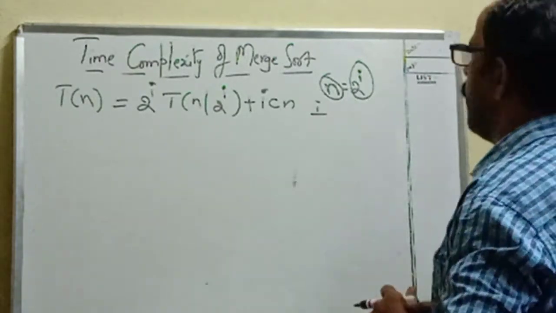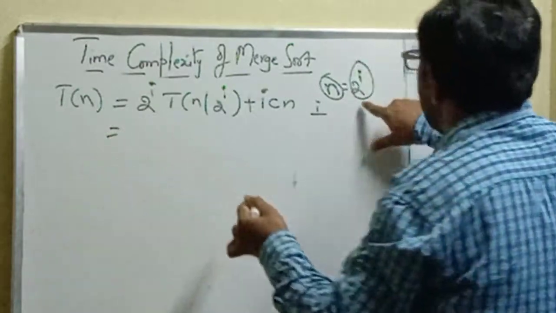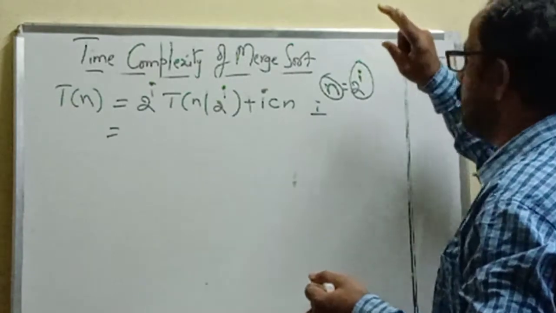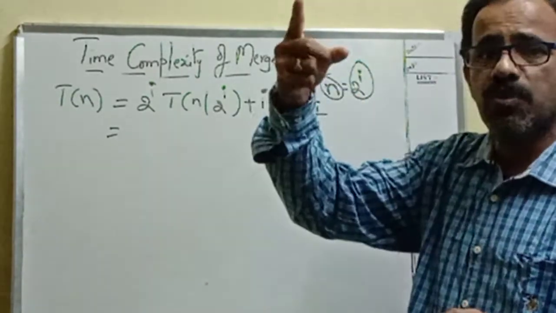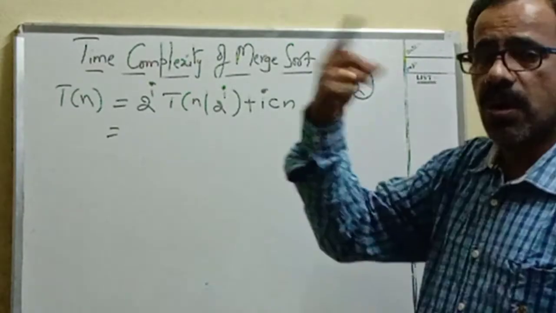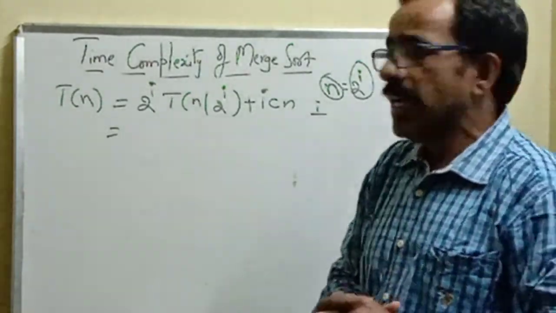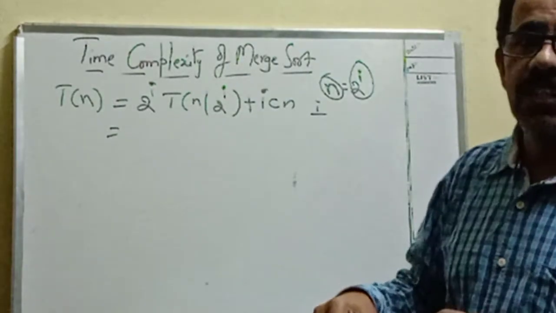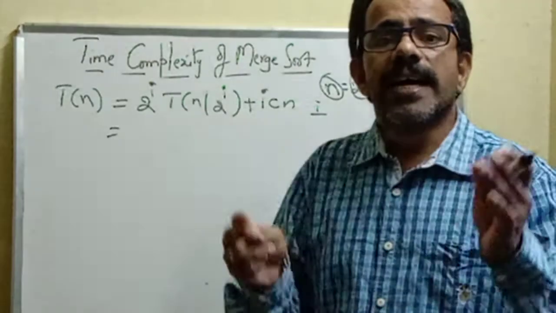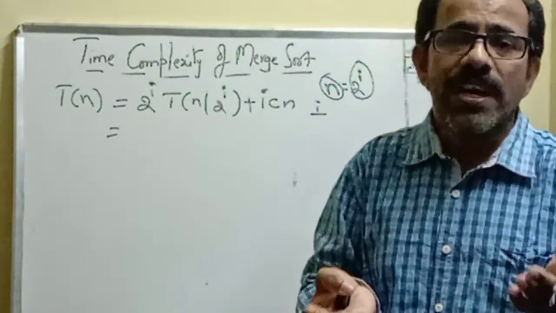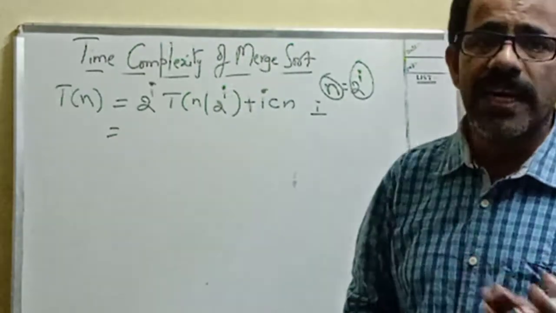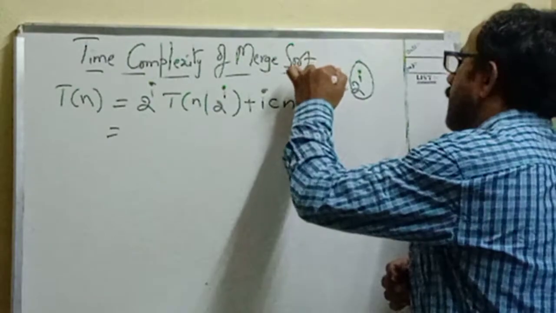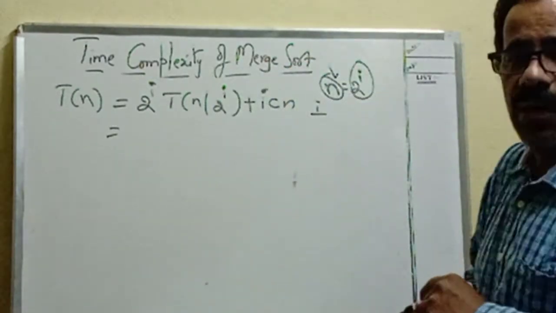Now simplification is required here. What is 2 power i? 2 power i is equal to n, because if you apply it one time we got two subproblems, if you apply divide and conquer 2 times we got 2 power 2 subproblems, and 3 times we got 2 power 3 subproblems of size n by 8. If you apply it i times we get 2 power i subproblems. We decided that after i times we get only the smallest subproblems. What do we mean by smallest subproblem? If a problem contains one element, we say that problem is the smallest subproblem. So like that we got n number of smallest subproblems.